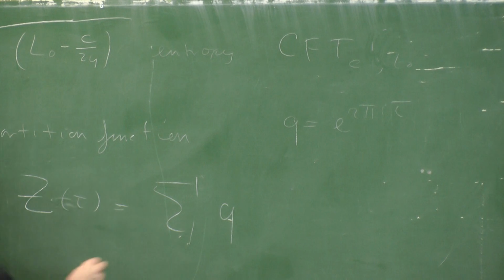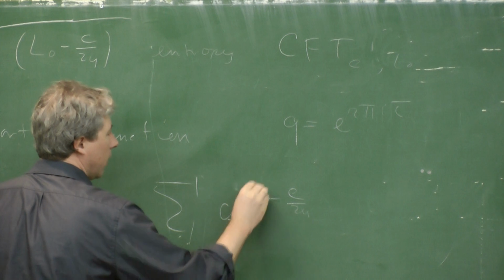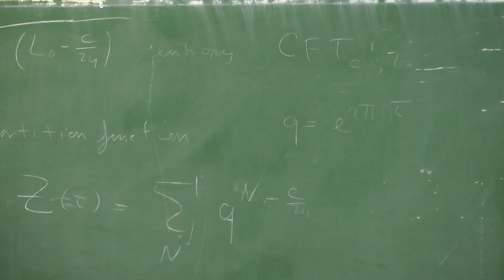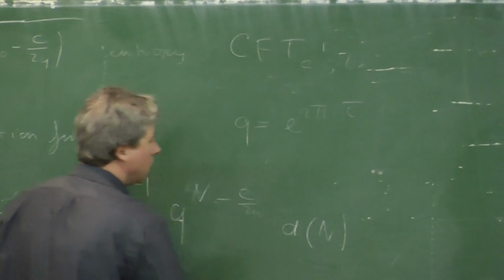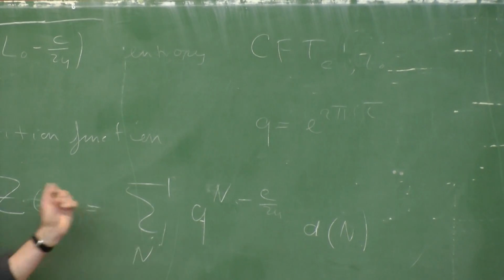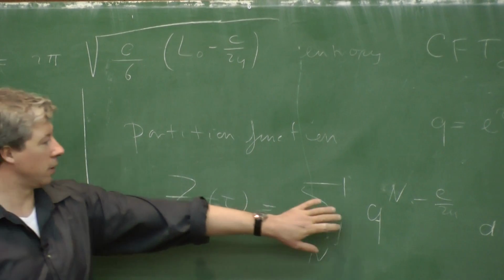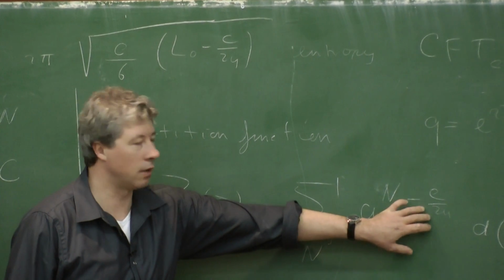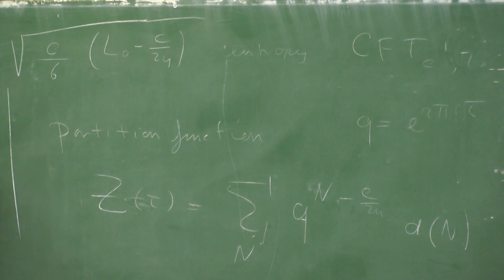I'll write it in terms of L naught. Or maybe I'll write it as a function of n. So L naught, as I said, I'm going to write in terms of n, and then I have some degeneracy d of n. For the partition function to have nice properties under modular transformation, we require to have here n minus c over 24. Now I want to know this entropy, and this entropy is going to be equal to the logarithm of this number d of n, where again I made these identifications.